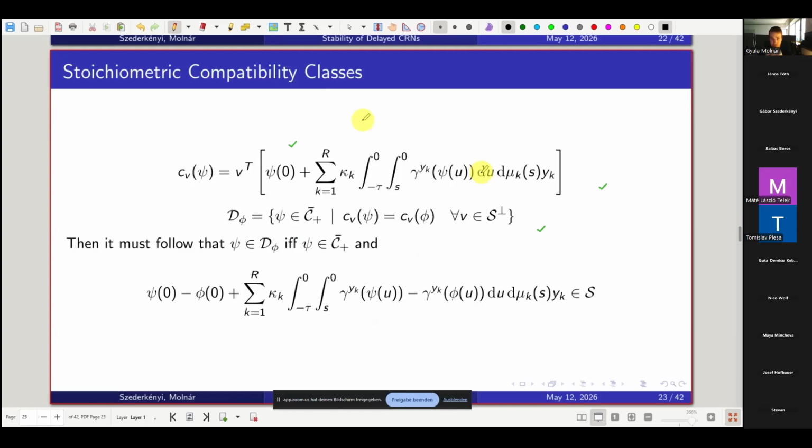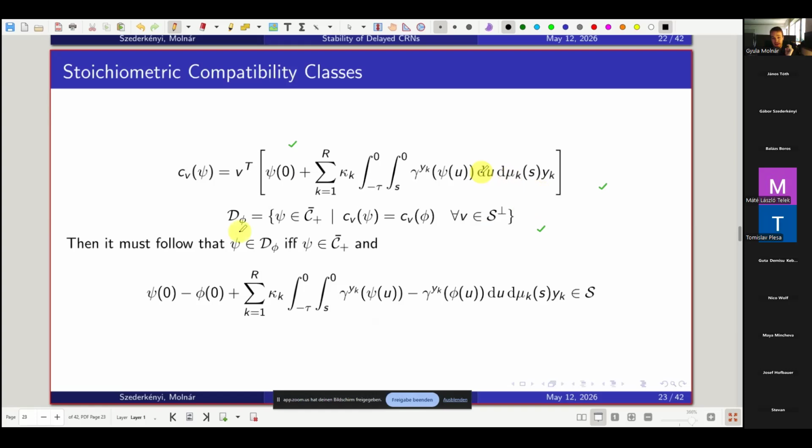And Gabor has been talking about stoichiometric compatibility classes as well. So we have this functional C_v for a given vector v. If we would drop the time delay and assume some kind of weight conservation law, then we could find a v that would be just a vector of molecular weights in a chemical system. But of course, our system class doesn't have to obey these rules. This was just a side comment.